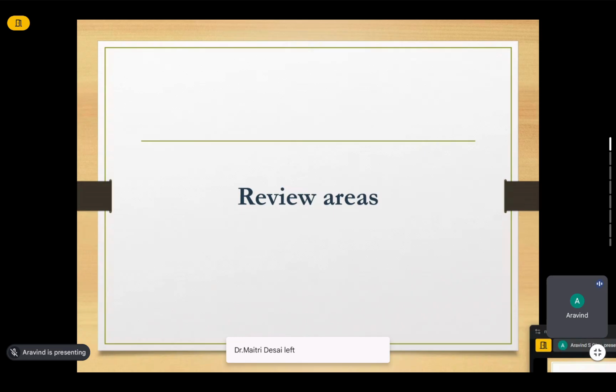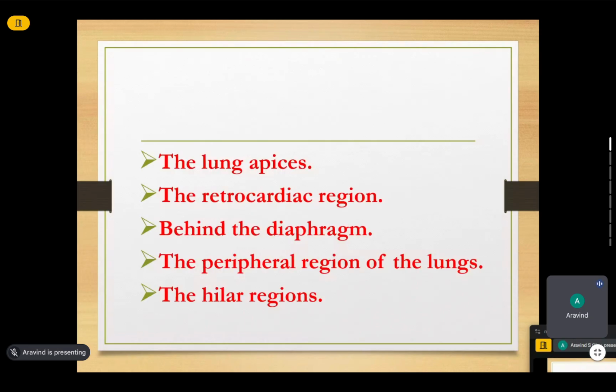So this being said, we have completed how to check the quality of the X-ray and the ABCD approach. Then these areas you have to review. While looking at the X-ray film, these areas you have to check: the lung apices, the retrocardiac region beneath the heart, and behind the diaphragm, whether you are finding any opaque or lucent areas. You should also check the peripheral region of the lungs, and you should check the hilar region as well.